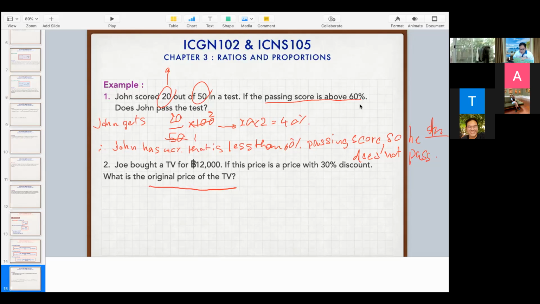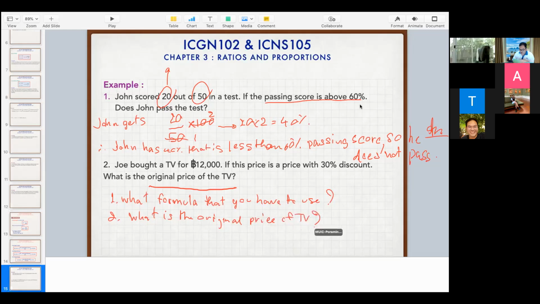Answer me two questions. The first one, what formula do you have to use? The second one, what is the original price of the TV? I give you 5 minutes to calculate this, and then type your answer in the chat box.